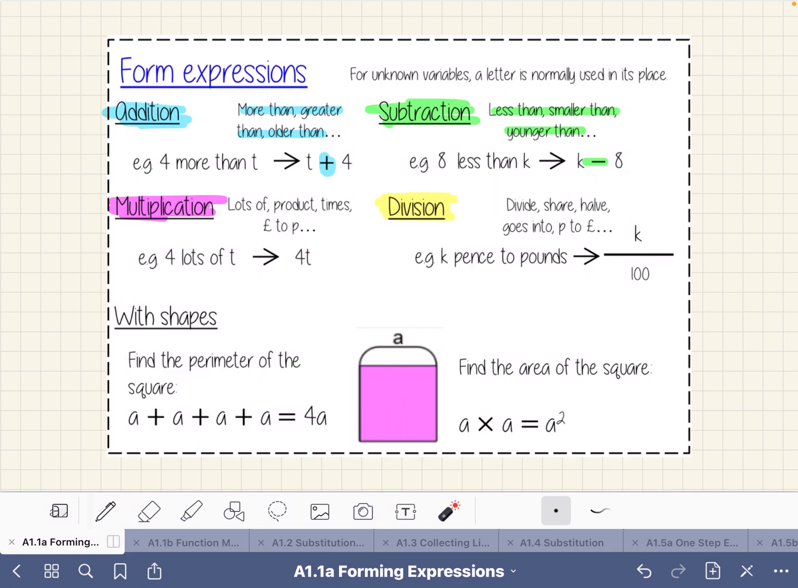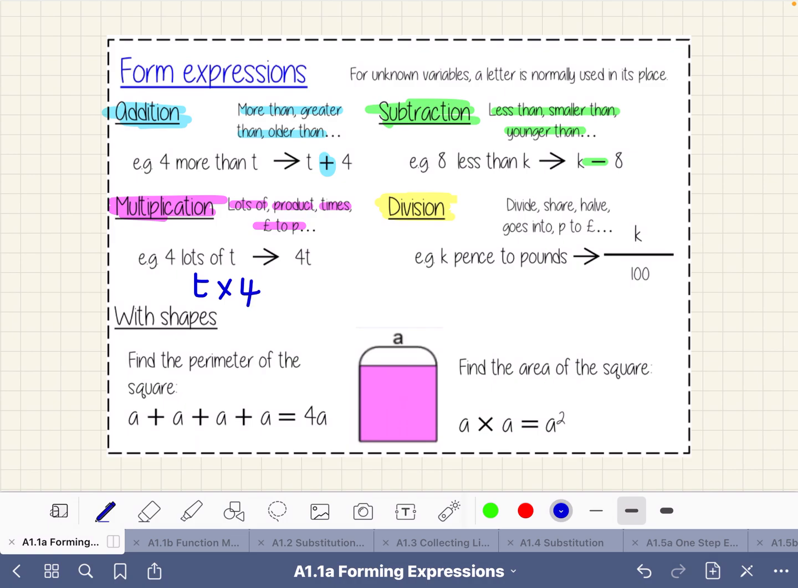Multiplication can be thought of in terms of lots of, product, times, pounds to pence. If you go into a shop and buy multiple things of the same item, they all describe lots of. Again, we would start with a letter that's given to us. So in this case, we are given T. We have got 4 lots of, which means we have T and we are multiplying it by 4.